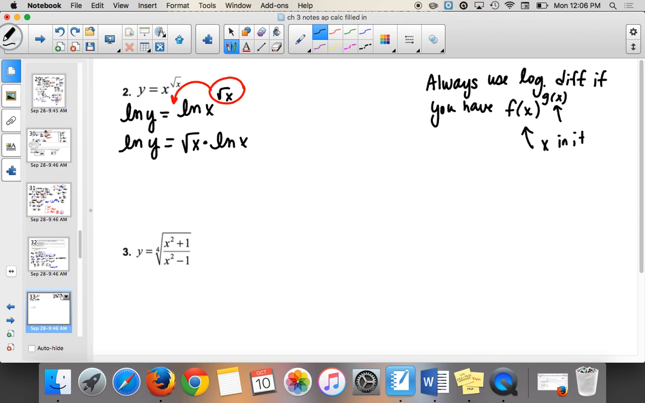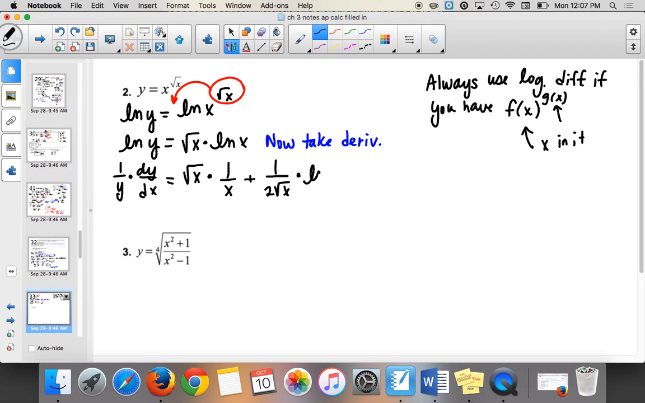Now we take the derivative. So we do 1 over y dy over dx equals first is square root of x, derivative of the second, plus derivative of the first. You guys have derivative of square root of x down. 1 over 2 root x times the second just as it is, natural log of x. There's not much you can do here. You could combine square root of x over x plus natural log of x over 2 root x. Not much you can do.